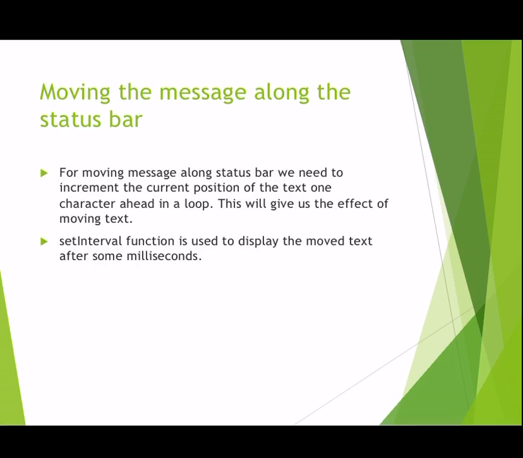So initially your position will be 0 and the message will start moving. Once the last position of the message is reached, again you will use the set interval method. So you are going to set some time interval in milliseconds. After those milliseconds, again the message will start from your current position, that is the 0th position. I'll show you the output first and then we'll go to the code.